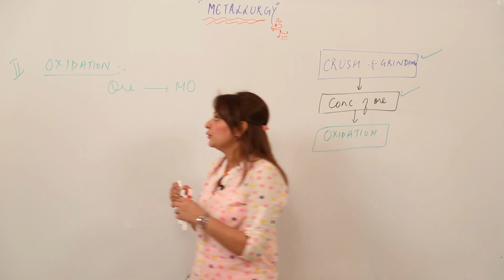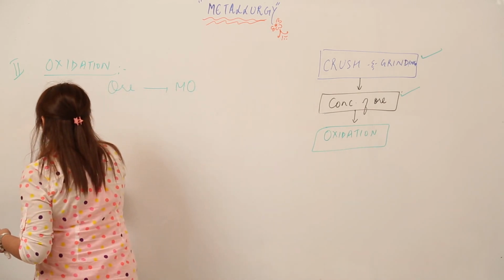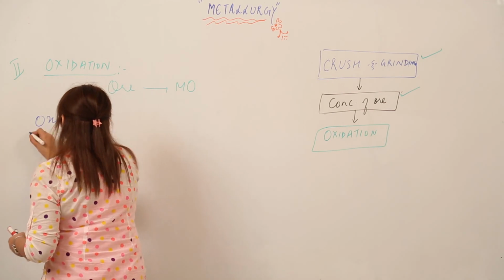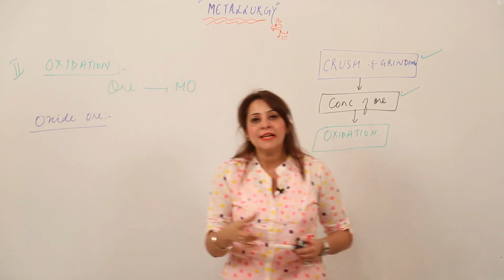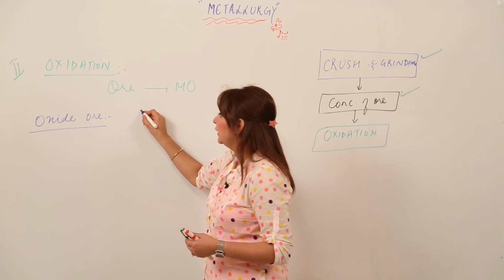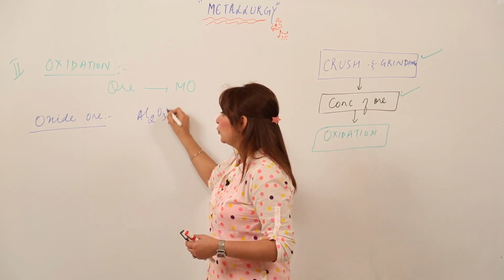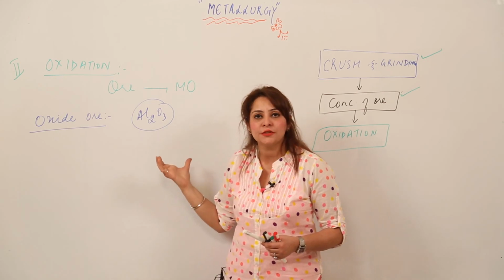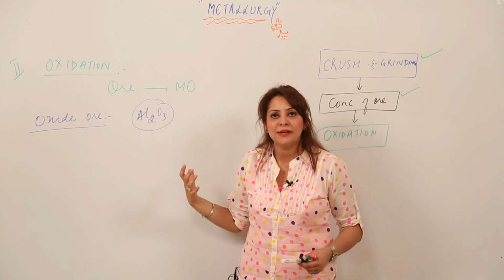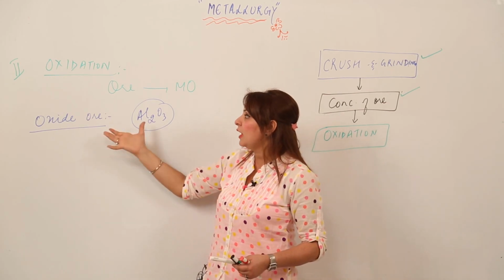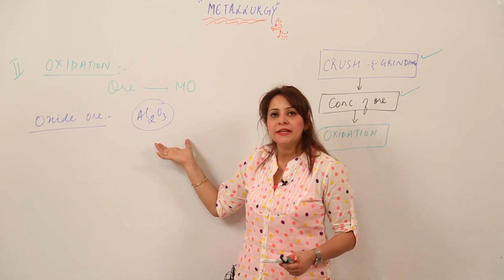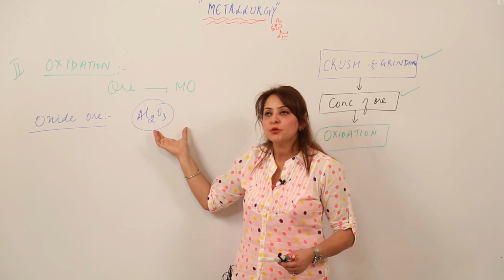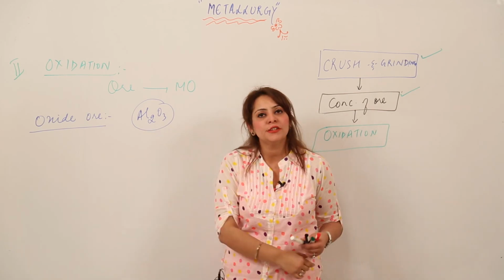First of all, if you have to oxidize the oxide ore, what will you do? For example, if I tell you that we have the concentrated bauxite ore, which is Al2O3, which method will you employ for oxidation? I want you to answer it. Just tell me, if you have the oxide ore, as I stated in the example, that is the concentrated bauxite ore, what method would you employ for oxidation?